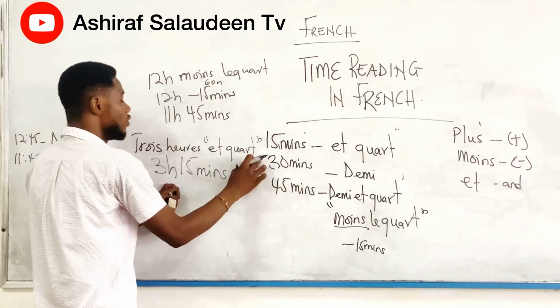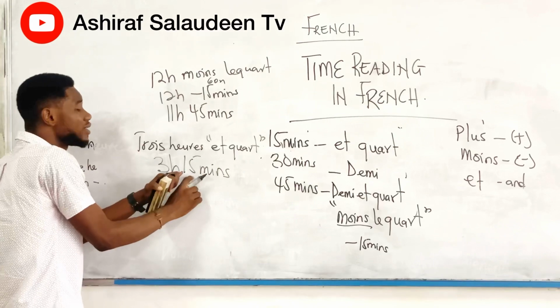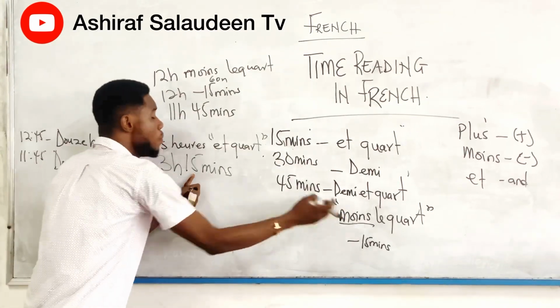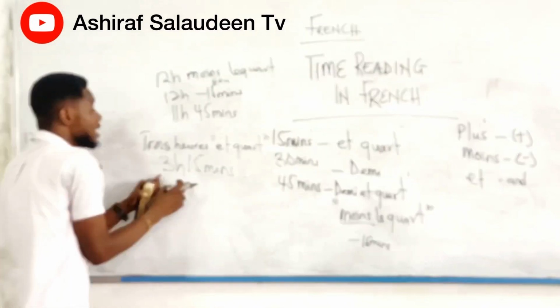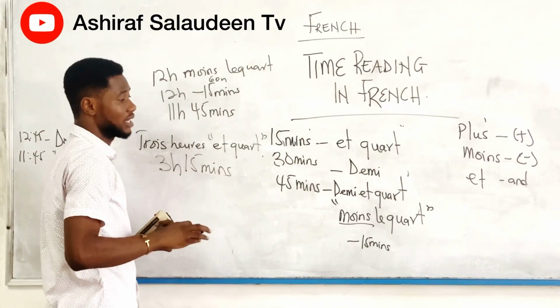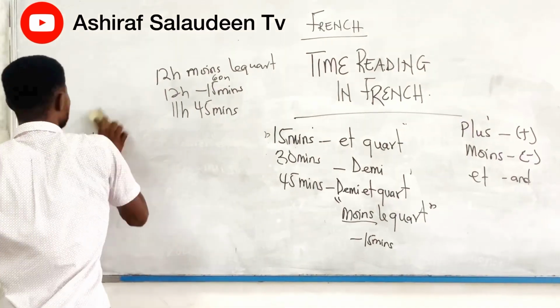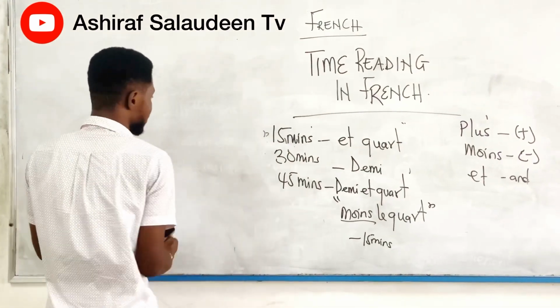If you see a demi over here, then it is 30 minutes. If you see demi-quart, then it is 45 minutes. But if you see moins le quart over here, then the time is going to be 2:45. I hope this is understandable. Alright, so we are done with time reading in French, but let's just take note of this.